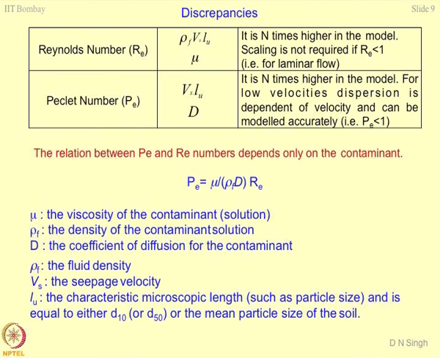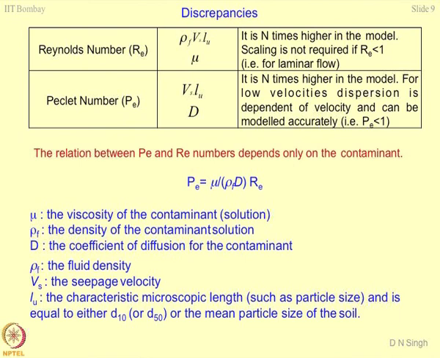If there is no flow, there will not be any contaminant transport, except for the case when you are talking about diffusion. So, this is where RE becomes much, much less. Here mu is the viscosity of the contaminant, rho f is the density of the contaminant, d is the diffusion coefficient of the contaminant, v is the seepage velocity, l is the characteristic microscopic length such as particle size, it is equal to d10 or d50 of the mean particle size of the system.